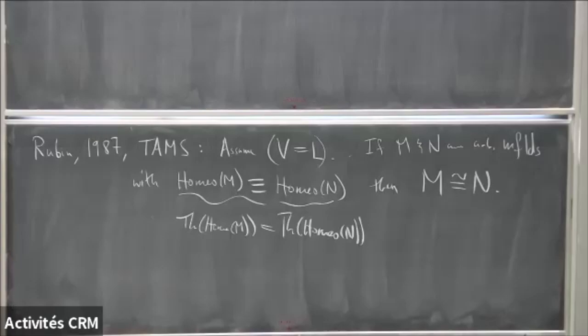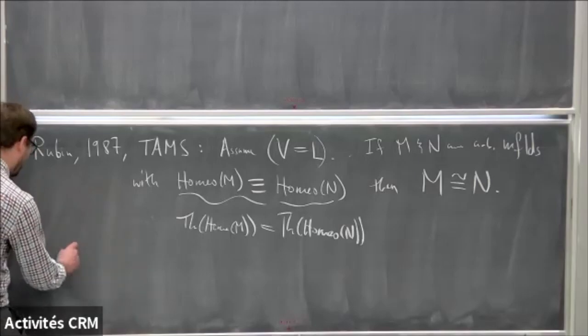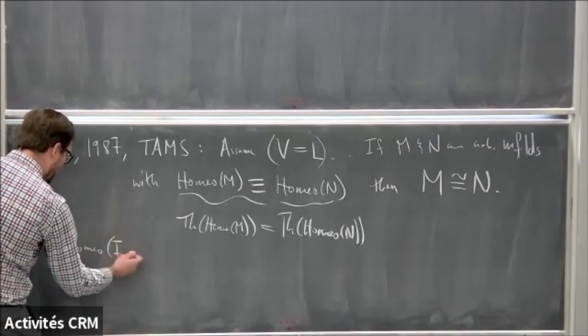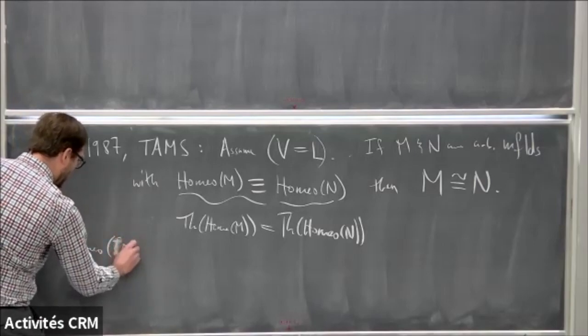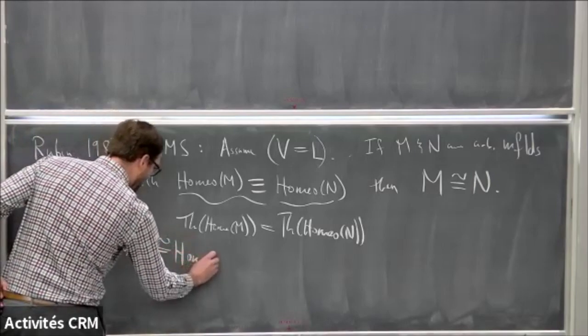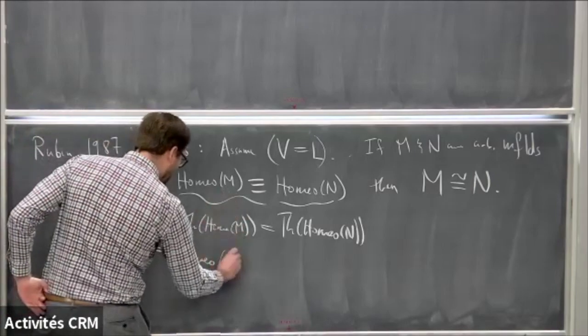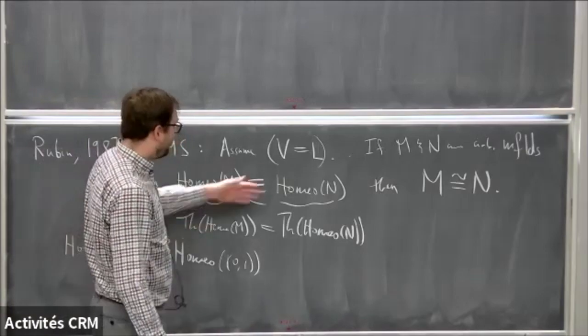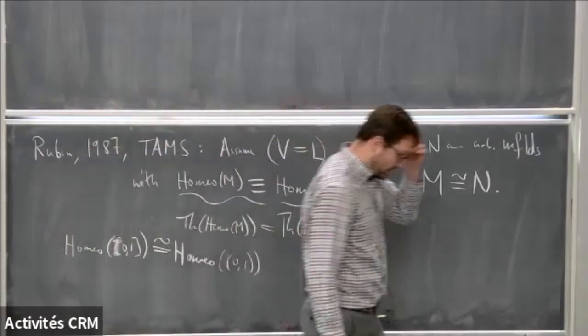Probably because the statement is incorrect. So, for instance, Homeo of your closed interval [0,1] and Homeo of the open interval are isomorphic as groups, but the underlying manifolds are not. So maybe there's some sort of modification that might help here. And I really don't know what he was trying to do here with the set theory.